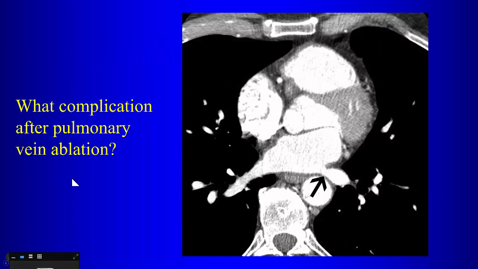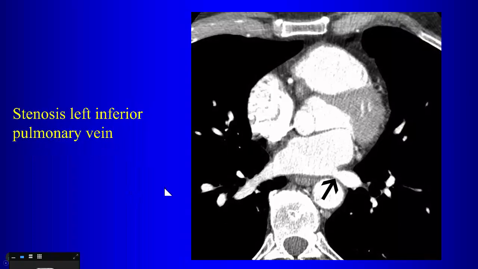Okay? So here's another illustration of a possible complication. What is this complication? Yeah, there's an arrow pointing to it. So there's stenosis of what vessel? Superior left pulmonary. That's not the superior pulmonary vein, that is the inferior pulmonary vein, right? The inferior pulmonary veins come in this way, the superior pulmonary veins come in that way. So that's stenosis of the left inferior pulmonary vein. It's not as common as it used to be because nowadays they don't actually ablate at the ostium, they ablate around the ostium. But theoretically, this is a complication that you can see, stenosis of the pulmonary vein.